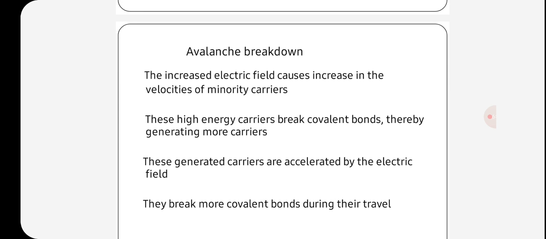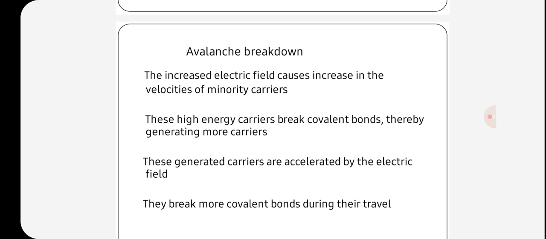So in this, the avalanche breakdown occurs in both normal diodes and Zener diodes at high reverse voltage. When high reverse voltage is applied to the PN junction diode, the free electrons, which means minority carriers, gain a large amount of energy and are accelerated to greater velocities.